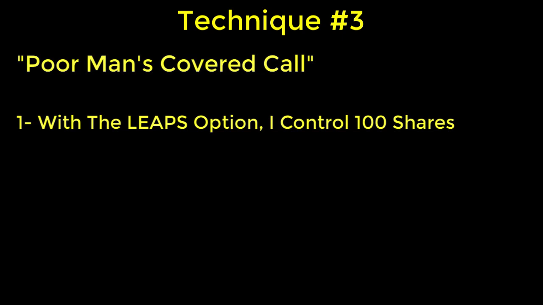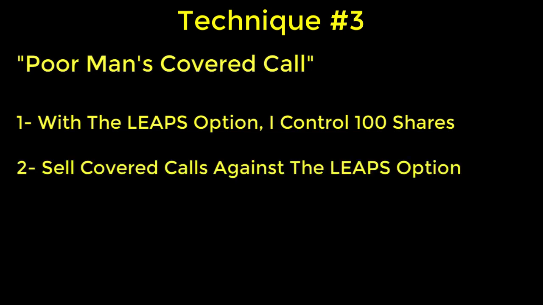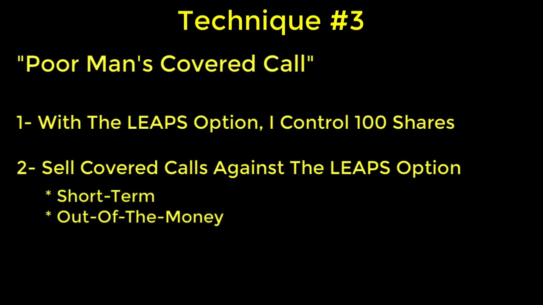So with the poor man's covered call, I own the Leaps option, which means I control 100 shares of the underlying stock. And because I control those 100 shares, it now gives me the ability to sell covered calls against those shares. So with those controlled shares and under my Leaps option, I'm going to sell short-term covered calls that are out of the money.